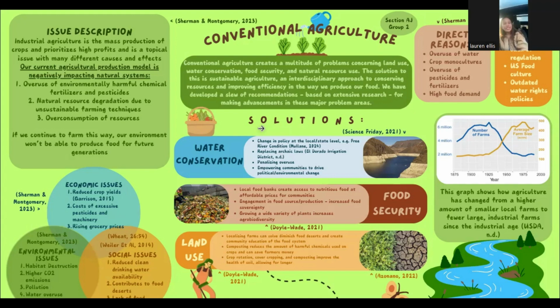There are a lot of direct and indirect reasons as to why our agricultural system is unsustainable. A direct reason is the overuse of water, crop monoculture, the overuse of pesticides and fertilizers, and high food demand. And some indirect reasons for our agricultural system are the lack of food regulation, the US food culture, and outdated water rights that create more pollution.